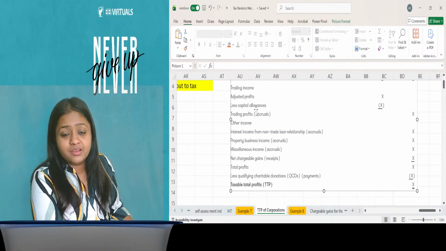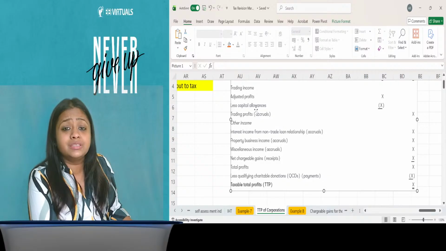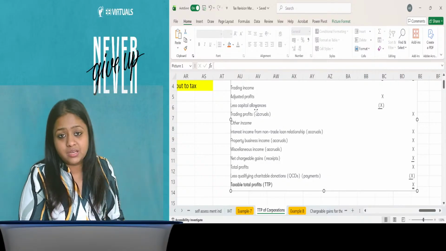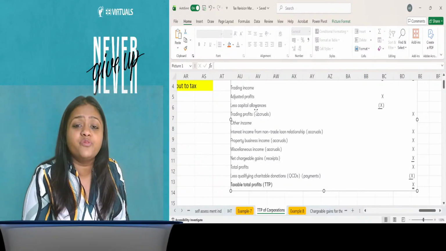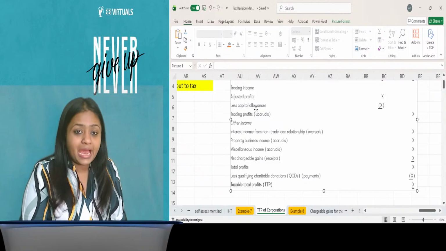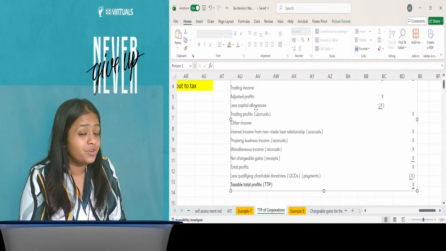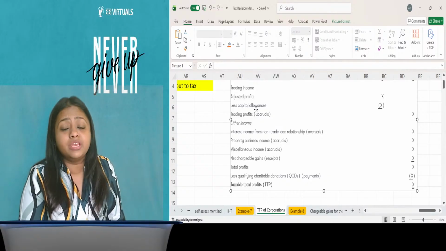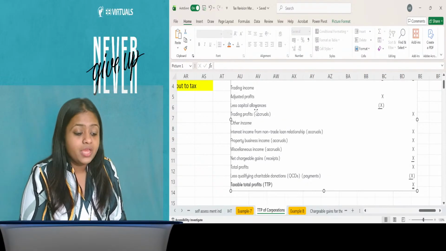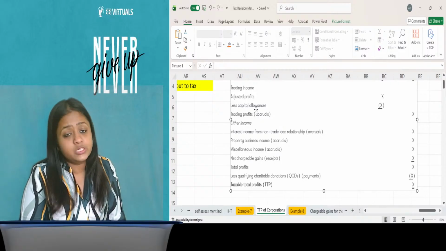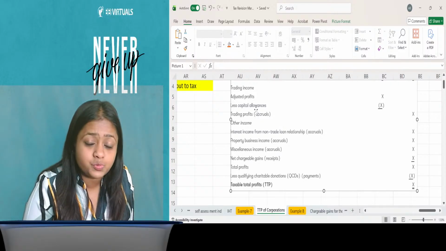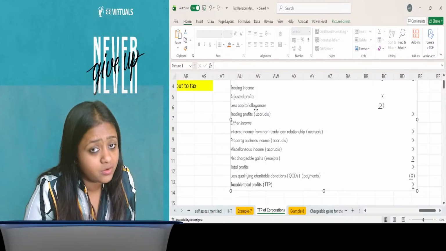Now miscellaneous income, again any income which is other than the income that we have listed above, like patent royalties received for the trade business, will be added here. Dividend income is never taxed for corporations, so we don't add in dividend income, neither do we reduce dividend expenditure. Then net chargeable gains we will take up, because we will adjust this with their own in-house capital loss.